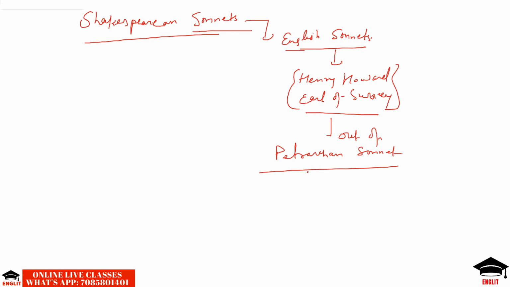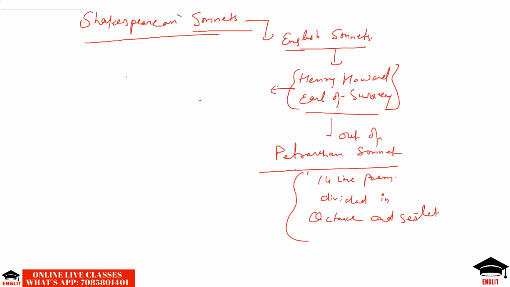The Petrarchan form was a 14-line poem divided into octave and sestet. However, Earl of Surrey made changes to this form into three quatrains and a concluding couplet: a poem of 14 lines divided into three quatrains and a couplet.